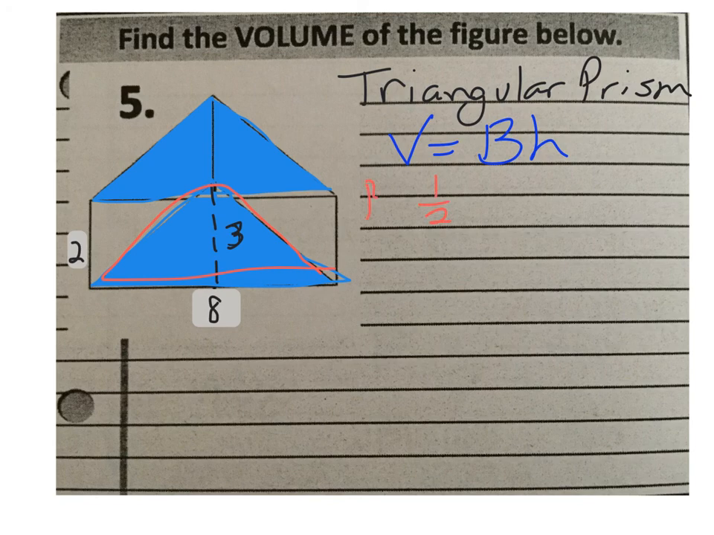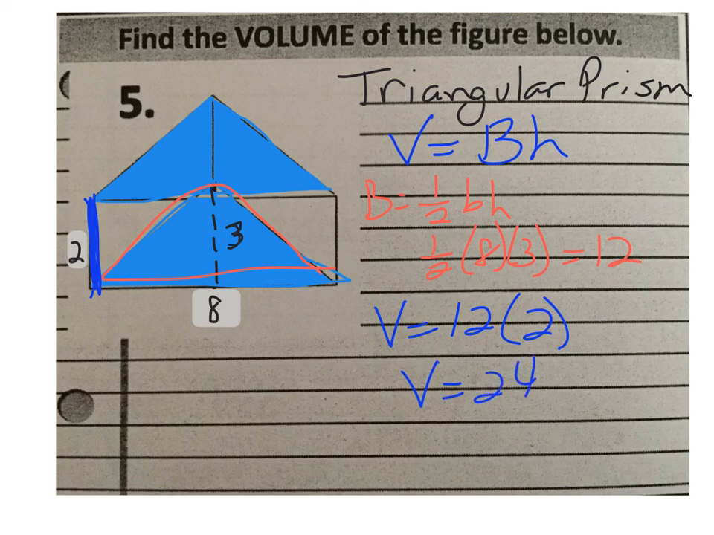1/2 base times height. That's 1/2, 8 times 3, which gets you 12. So now let's fill in the rest. Volume equals 12 times the height of the prism, again, is what connects the two bases together. So that is the 2, the number we have not used yet. So volume is 24, and this is just cubic units since there's no centimeters or inches on it. So again, multiply the 3 numbers together and divide by 2 because there's a triangle involved.